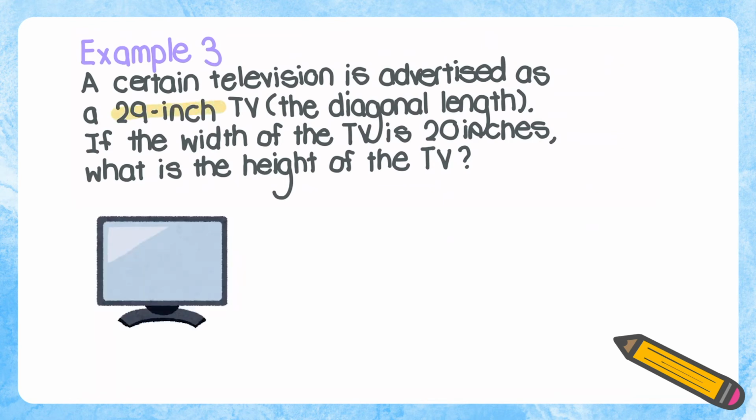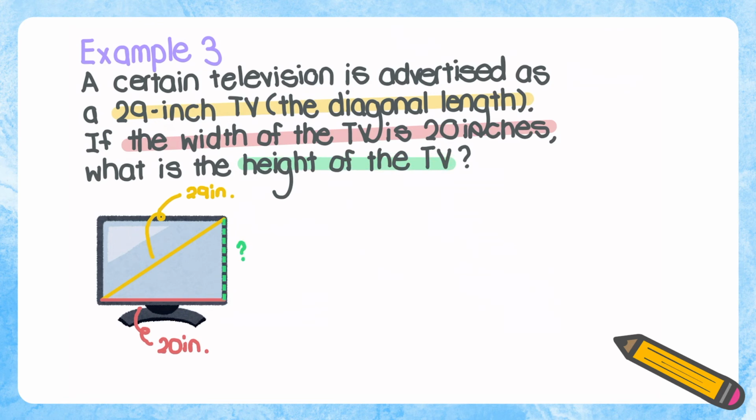So I have a TV here with a 29-inch diagonal length. Whenever you see TV ads and it's like however many inches, that's talking about this diagonal length of the TV screen. So in this case, this length is 29 inches. And we're also given the width of the TV, which is 20 inches. And we're asked to find the height of the TV. So how tall is the TV? This is our unknown value.